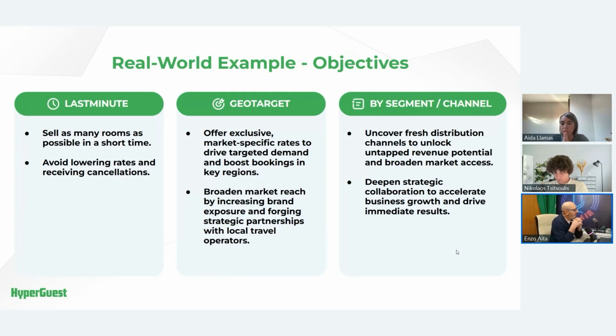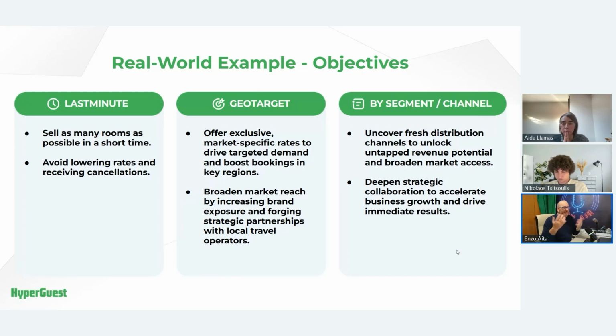Those are 3 examples of the way you can create 3 very efficient packages or last minute, whatever you want. One is last minute, one is your target, and one is by segment. The last minute one is to sell. The objective is selling as many rooms as possible in a short time, but at the same time, you need to avoid lowering rates last minute.